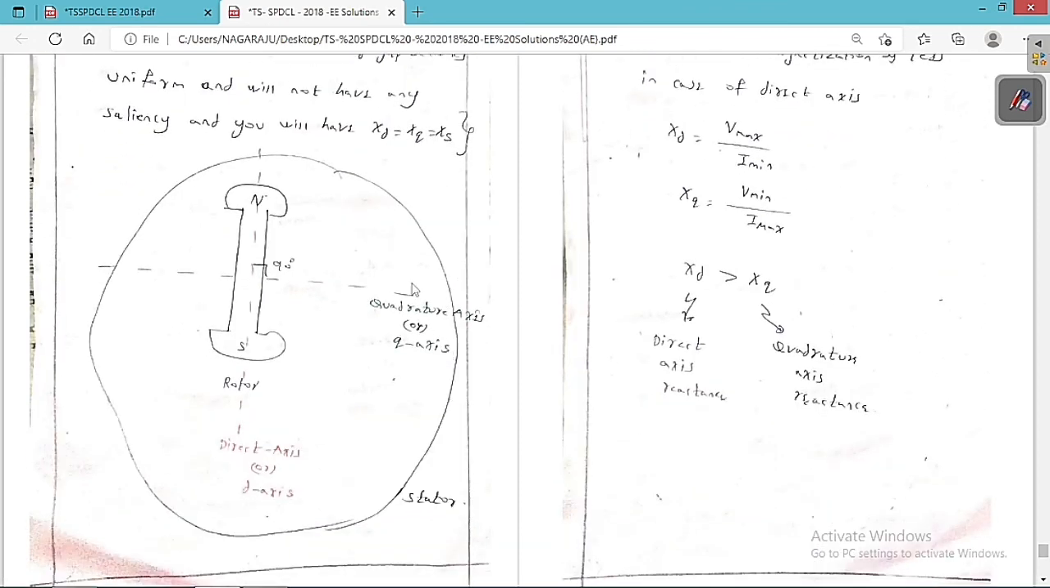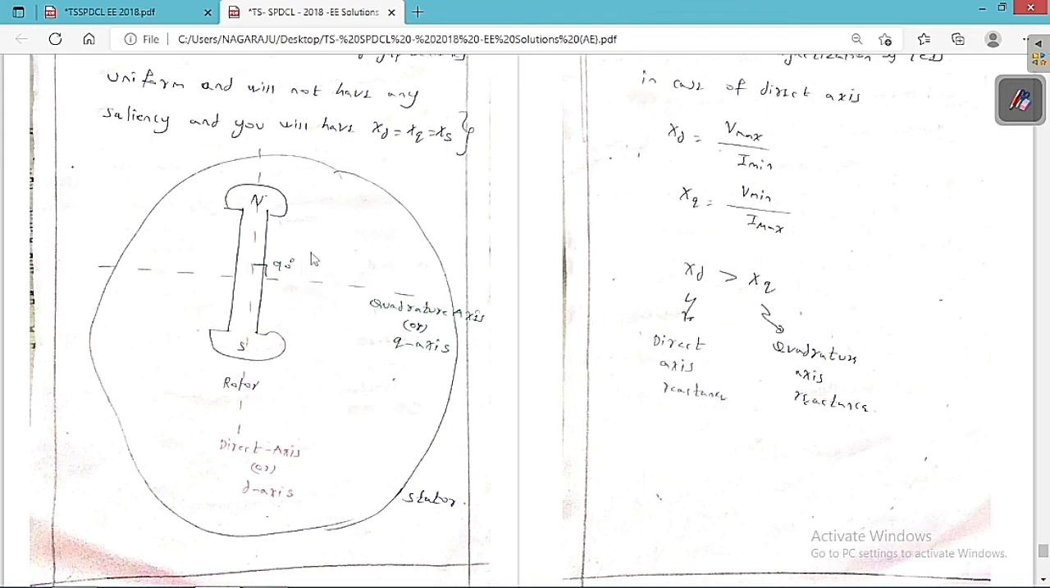This is the point you always have to understand. In a salient pole machine, you can clearly see this is the stator and this is the rotor. The axis on the poles is called the direct axis or D axis, or polar axis, and the axis perpendicular to the direct axis is called the Q axis, or quadrature axis, or interpolar axis. Between these two the gap is very small, but between these two the gap is very large. So the reactance along the poles is called the direct axis reactance, and the other is called the quadrature axis reactance. XD is always greater than XQ. I have already told you these things.